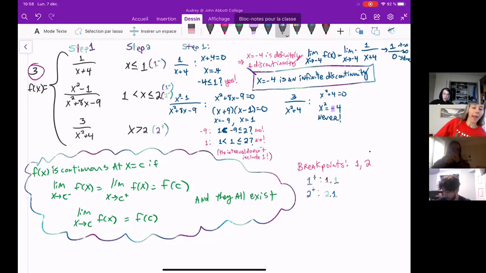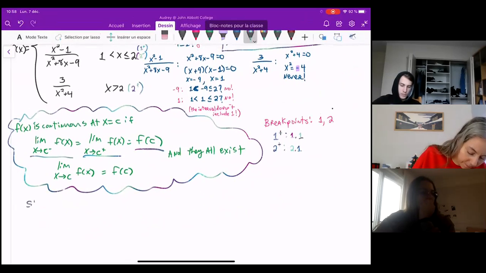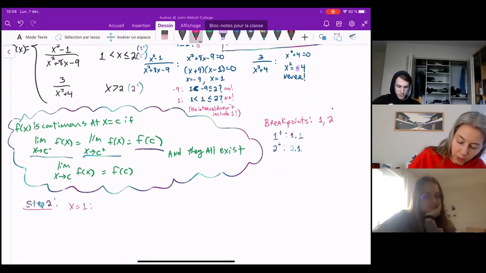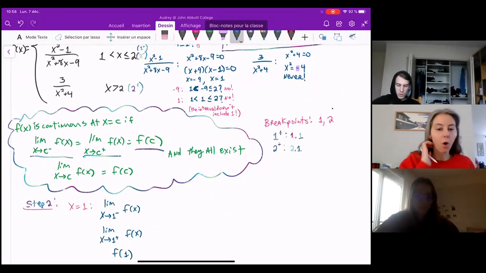All right. Okay, so now we don't just plug those values in. We're looking at all 3 of the things that show up in this limit definition. I need to see if they all equal each other. So I'm going to start with my first breakpoint. So we're at step 2 here. And my first breakpoint is 1. So I'm going to be looking at the limit as x approaches 1 from the left of the function, the limit as x approaches 1 from the right of the function, and f of 1. So I'm looking at all 3 things.